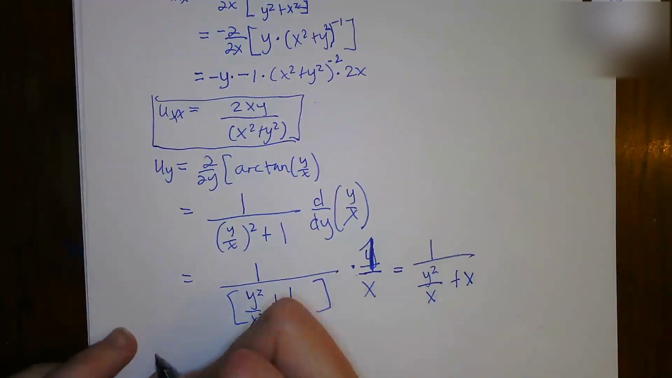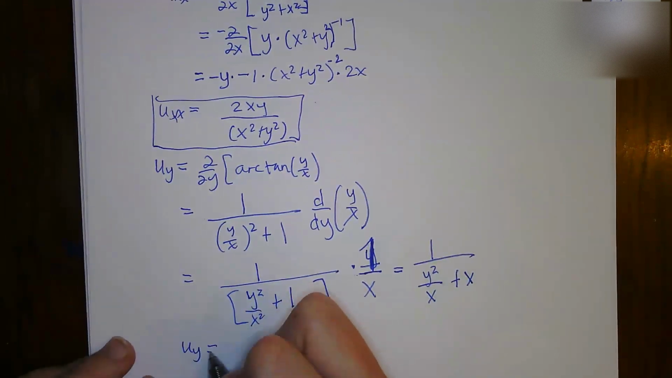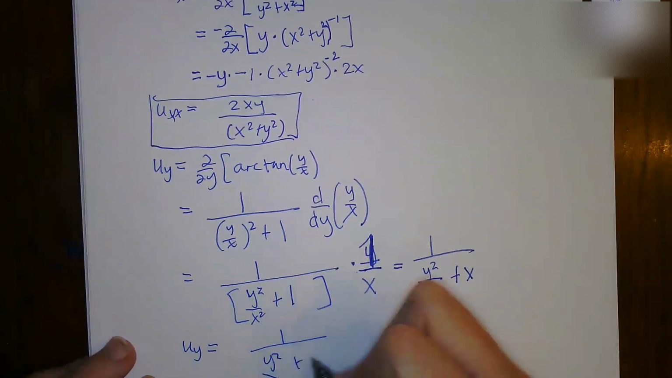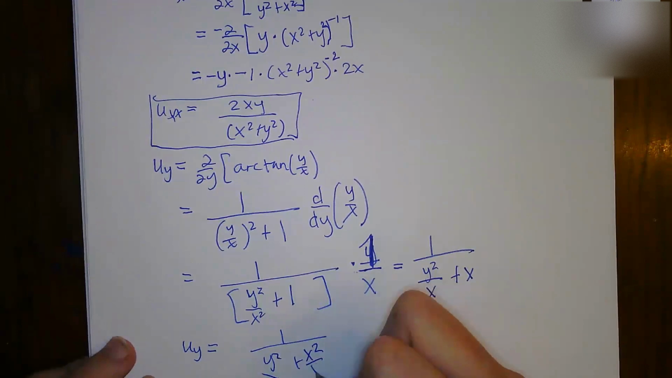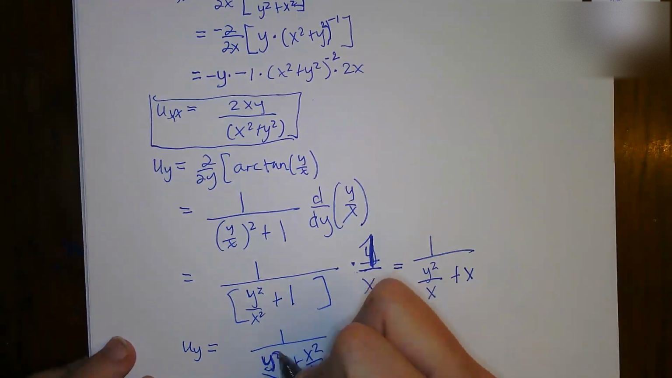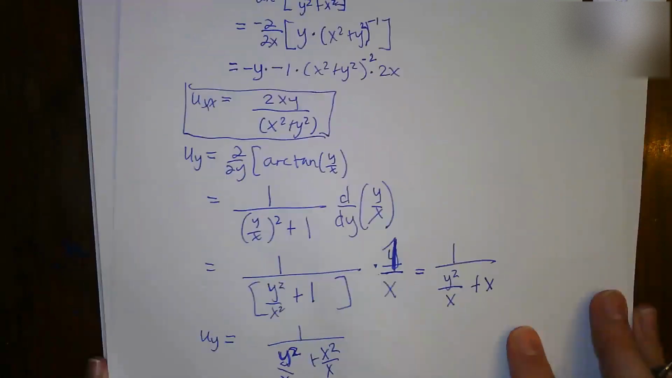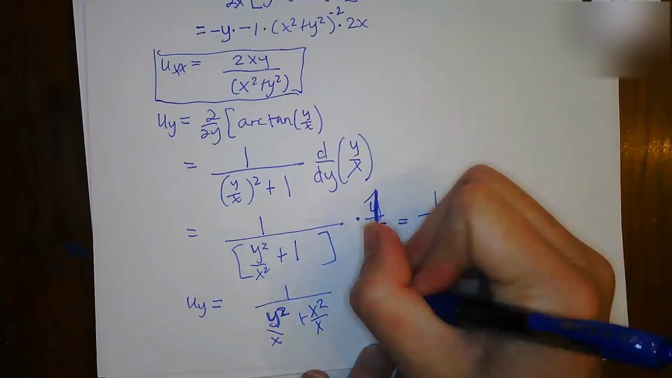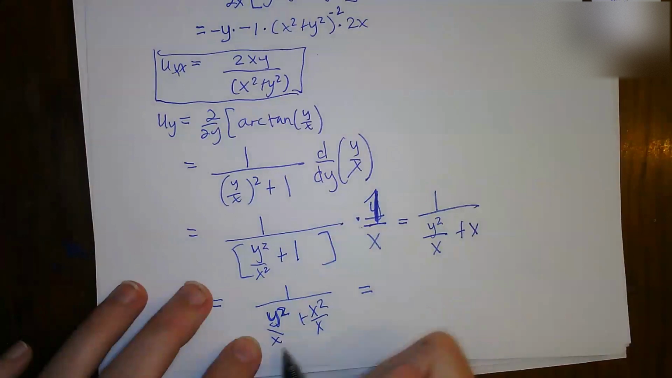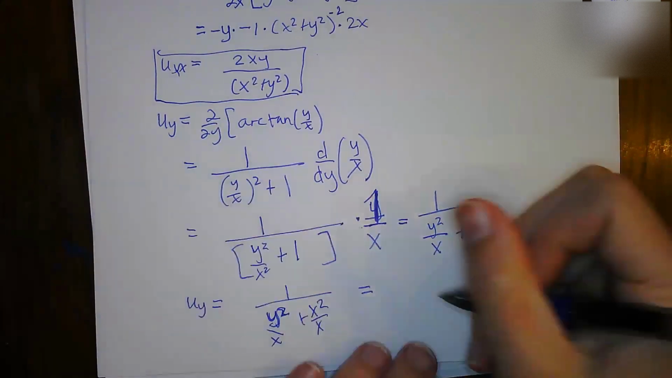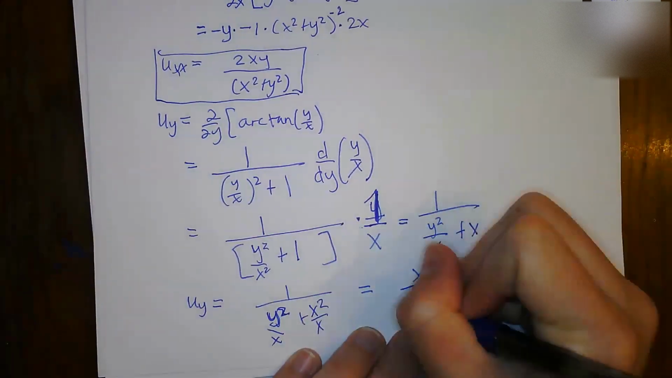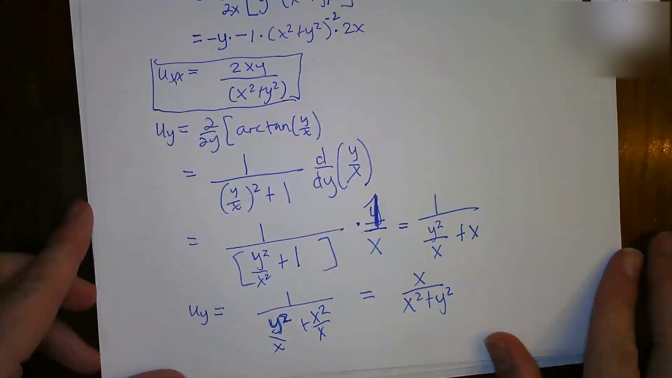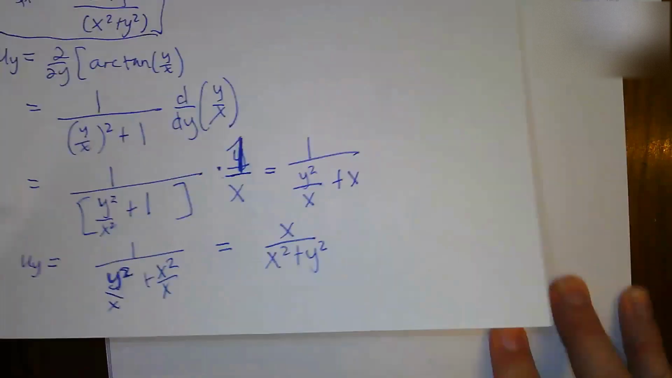And then we can further simplify that as 1 over y squared over x plus x squared over x. We could just rewrite that conveniently in that form. And so that's kind of what we write. And then we can rewrite that because these have a common denominator, we can flip it, and it ends up being x over x squared plus y squared.